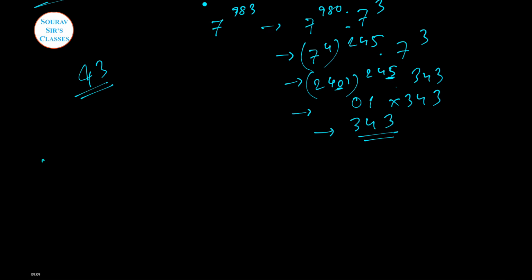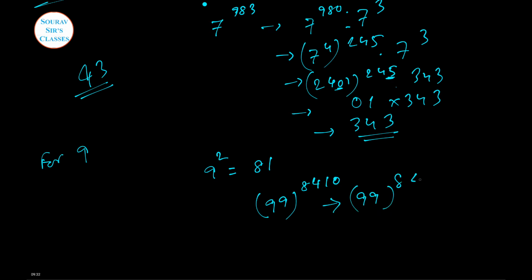Okay. Now for 9. For 9, 9 square is 81. So it's very easy. With respect to anything ending in 9, like 99 whole to the power 8401. So how to do this? 8401, is it divisible by 4? No, it is not. So we are going to do 8400 plus 1. So 99 to the power 8400 into 99. So this thing goes on. So 8408 into 99 square. So we are just squaring it.